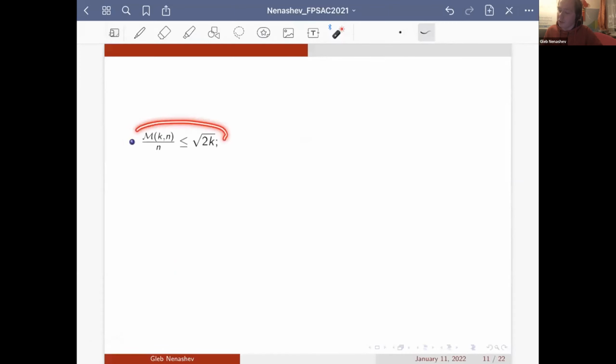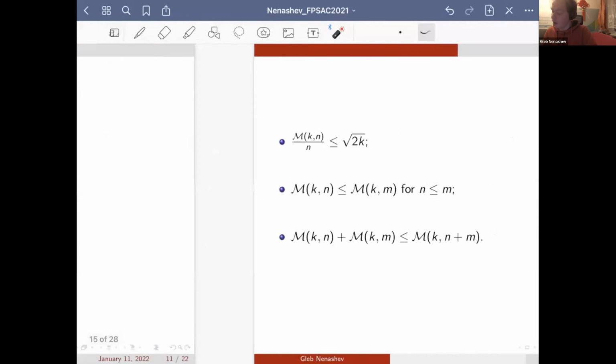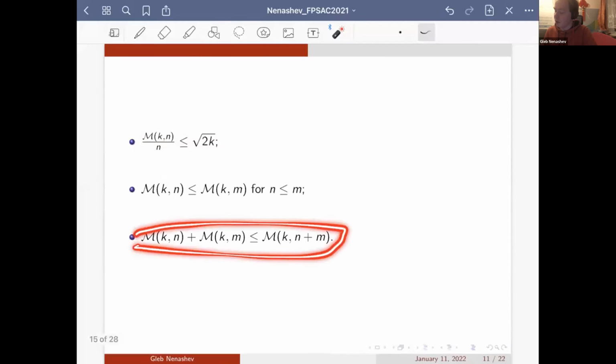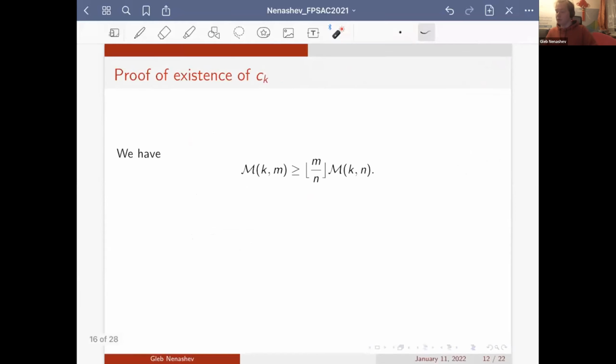At first, we know that mkn over n is bounded. Second property is mkn is less than or equal to mkm when n is less than or equal to m. So this property is very simple. And the third property which we need is this. It's also not hard to prove. And from these 3 properties, we can prove our bounds.